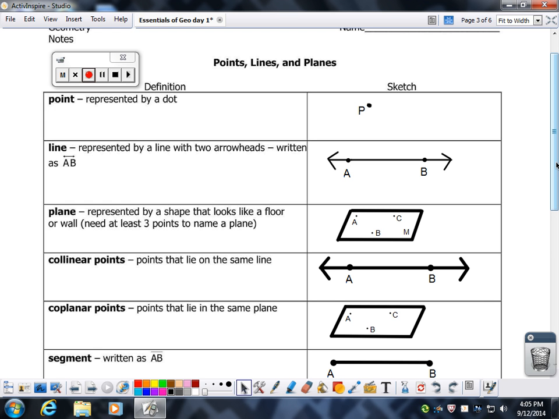A plane is represented by a shape that looks like a floor or wall. You need at least 3 points to name a plane. However, if you look at the plane in the example, this plane can also be called plane M. M is not a point, it could be the name to represent the plane. Also, going back up to line, the arrowheads mean that these lines go on forever in both directions.